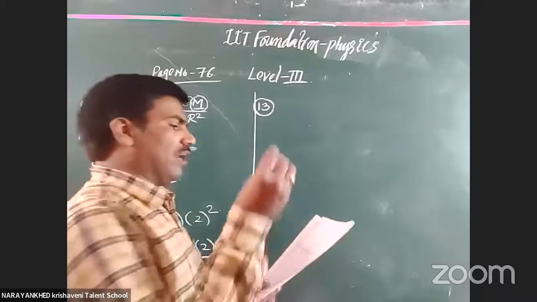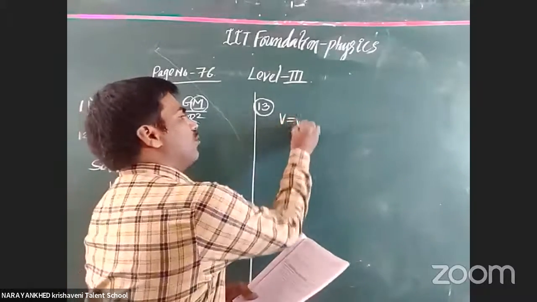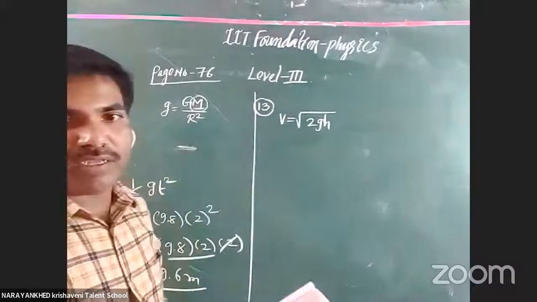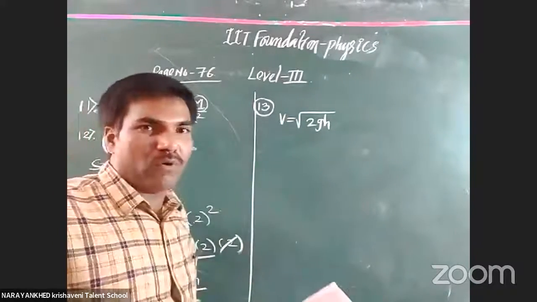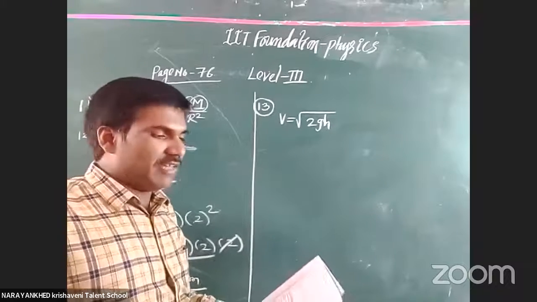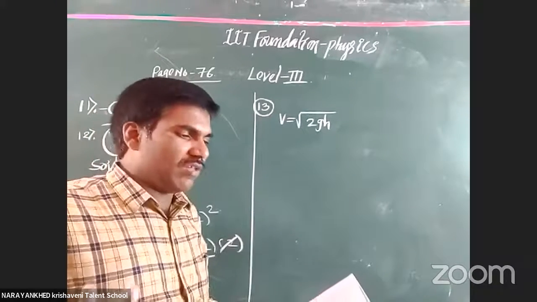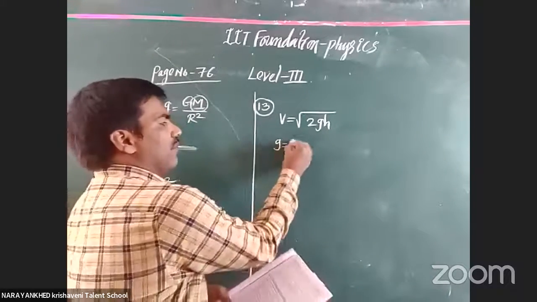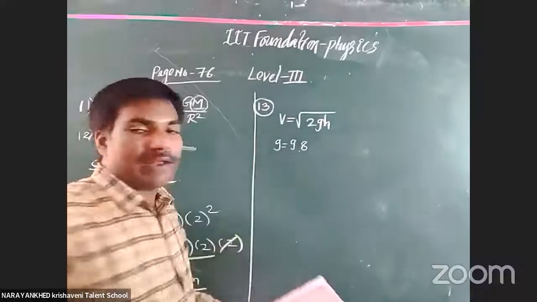You know very well, the formula is v equals under root 2gh. Clear or not? Is the h value given? No, the h value is not given. Students, understood or not? Only the uniform acceleration is given: g equals 9.8. Clear or not, students?